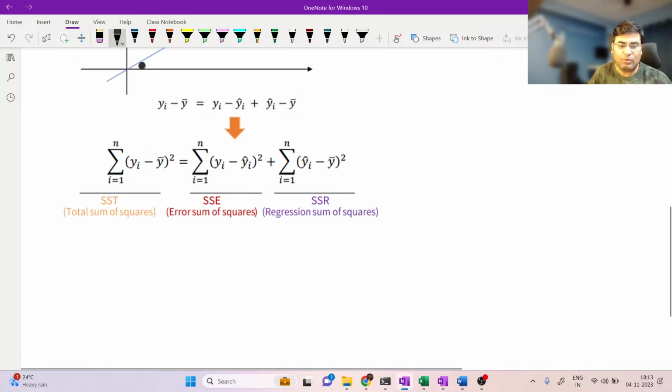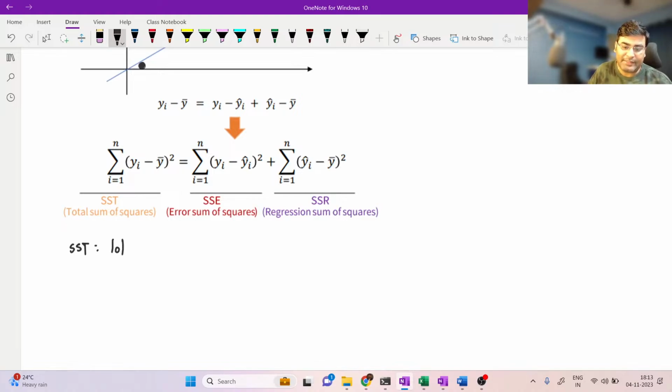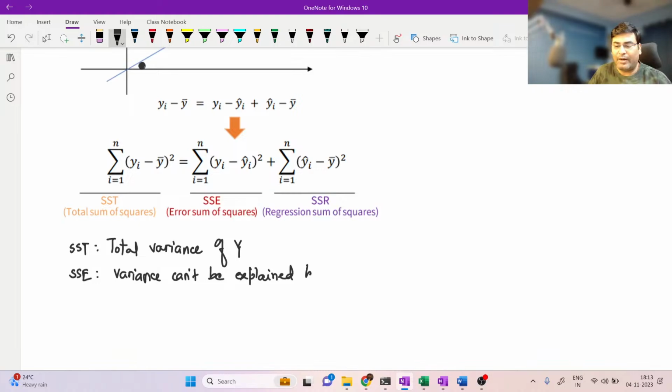Now, let me give you a quick pointer: what is SST? SST actually depicts total variance, right? That's why it is called total. Total of what? Of Y. SSE is the variance that cannot be explained by the regression line, right? That's why this is error, regression line.